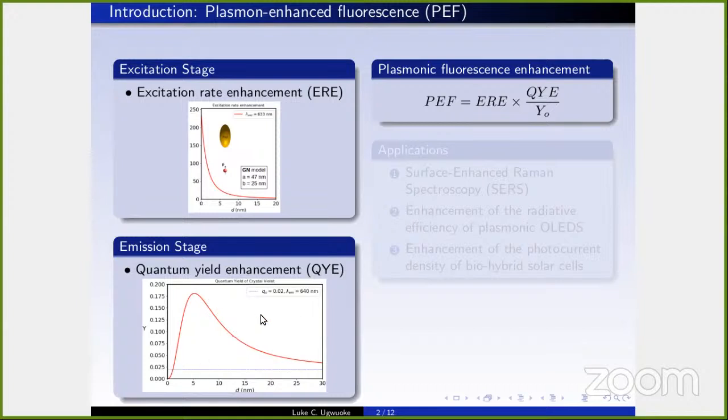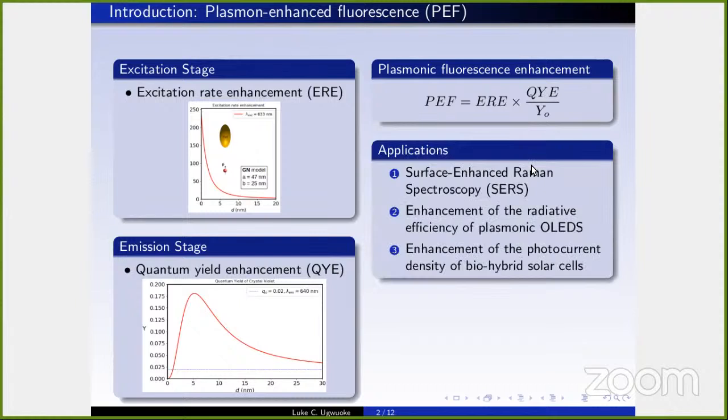So what you have here, for instance, is a crystal violet molecule, and its quantum yield can actually be enhanced from as low as 2% to as high as close to 1.7% here. And this is just by coupling it, bringing it closer to the tip of a gold porous spheroid. Usually the overall enhancement process is a product of two stages. The first stage where you have excitation rate enhancement, and then the second stage where you have quantum yield enhancement.